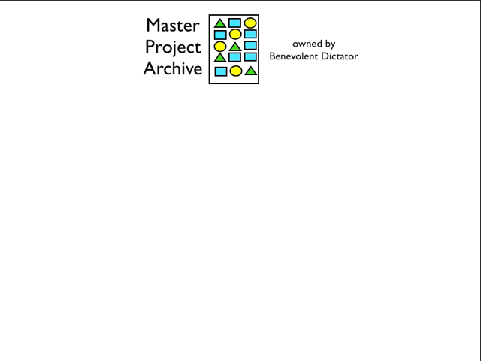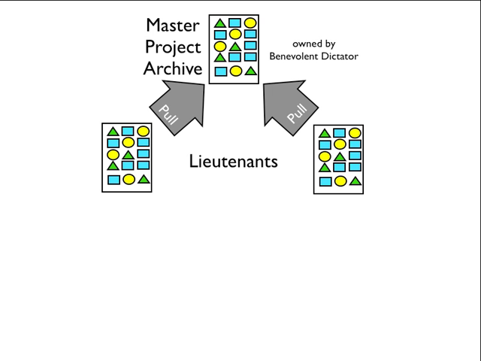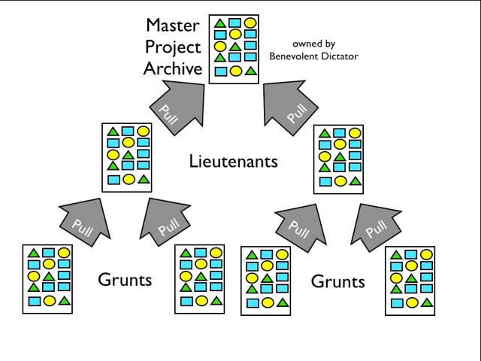So what you can do is have the project owner have a single archive and then set up lieutenants that own their own archives. And below the lieutenants, you have all the individual contributors. And things filter up this way. Suppose an individual contributor wants to make a contribution to the project. Well, he pulls down the master archive project.